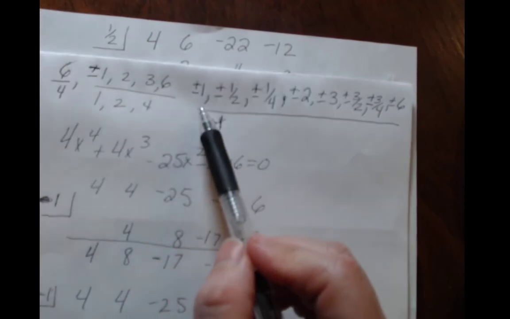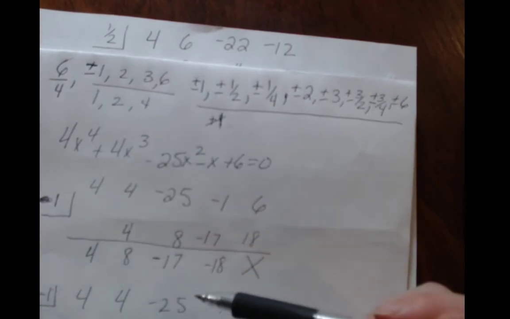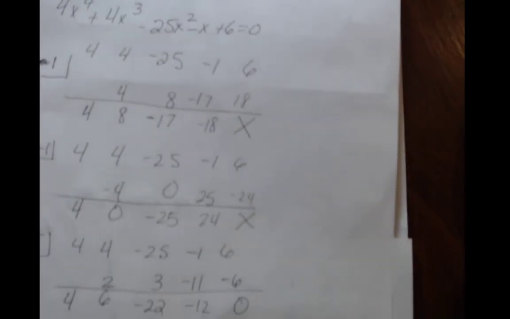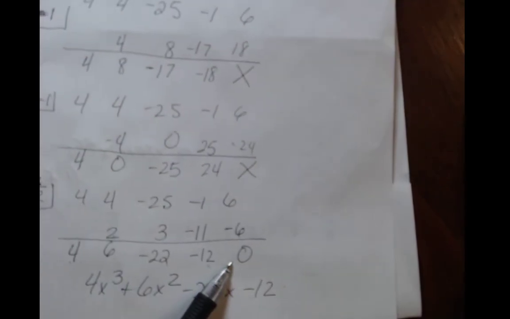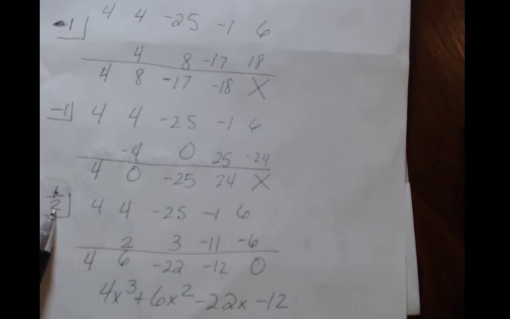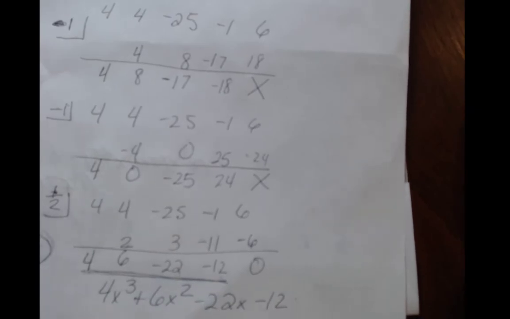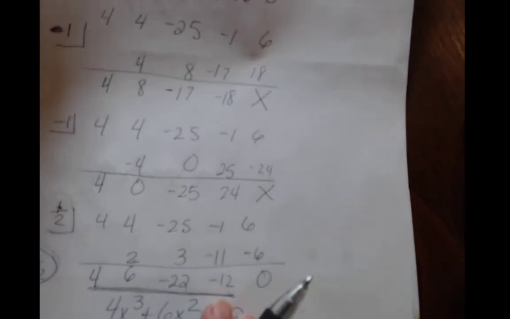How did we check to see if they were zeros? If the remainder was 0, then that was a zero, which would tell us the factor. Once we had a zero, our polynomial was a little bit smaller. We factored out that zero, so we have a smaller polynomial to work with.